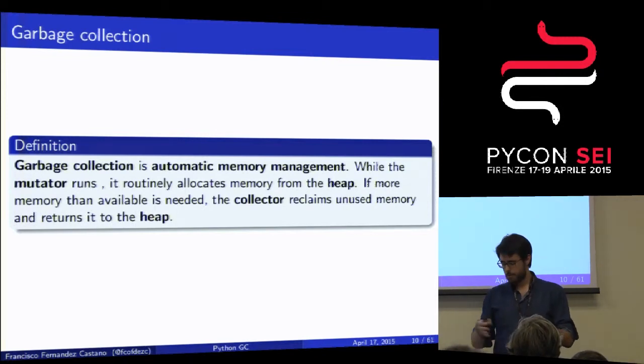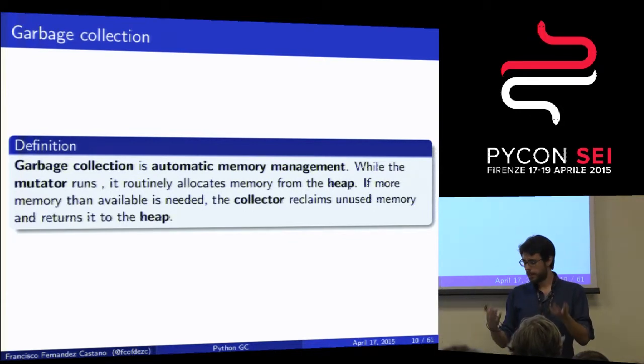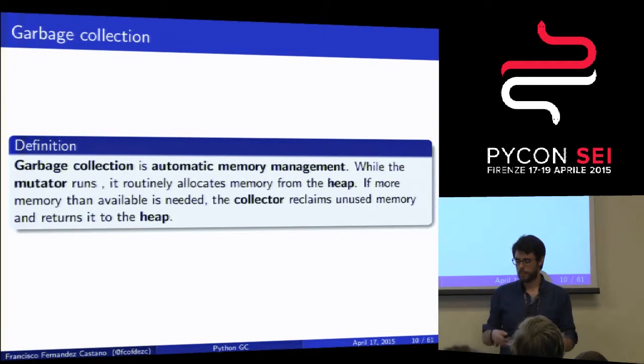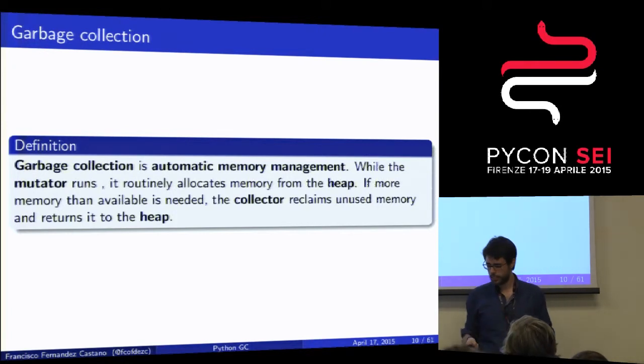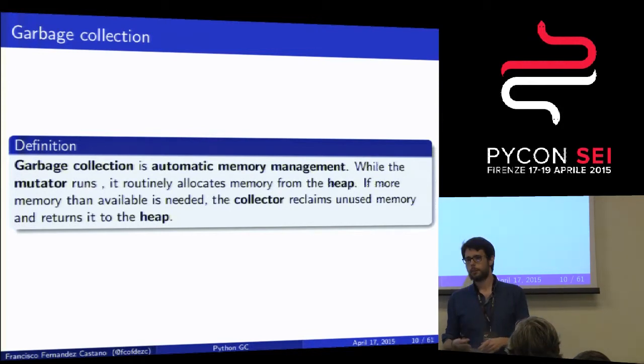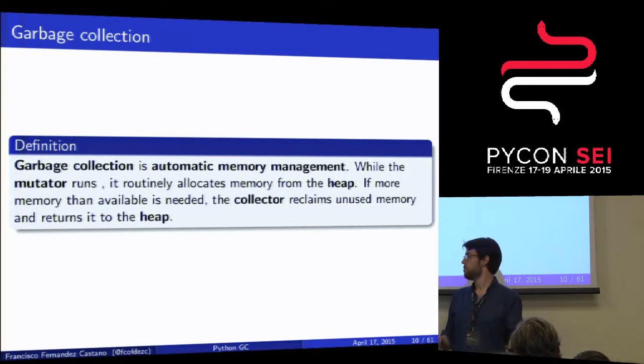And here we have a fancy definition that says that while our program runs, the mutator allocates memory. So we are allocating, for example in Python, object instances, and this is allocated into the heap. If we reach some point where we don't have more memory, or depending on the implementation, we need to free resources, the collector reclaims this unused memory. Pretty simple so far.